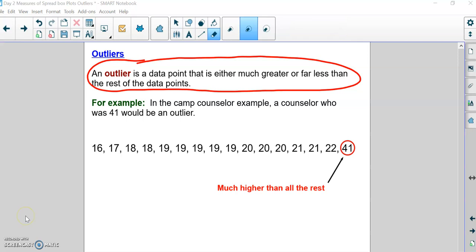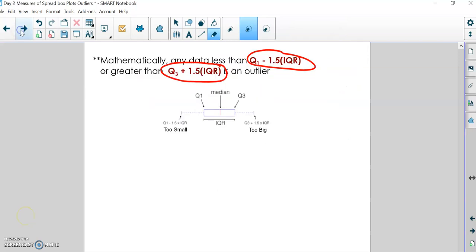So to calculate outliers, we're going to use the formula for this, which is Q1 minus 1.5 times the IQR, or Q3 plus 1.5 times the IQR. That creates kind of a lower bound and upper bound. And any numbers that are less than Q1 minus 1.5 times IQR or greater than Q3 plus 1.5 times IQR are going to be outliers.